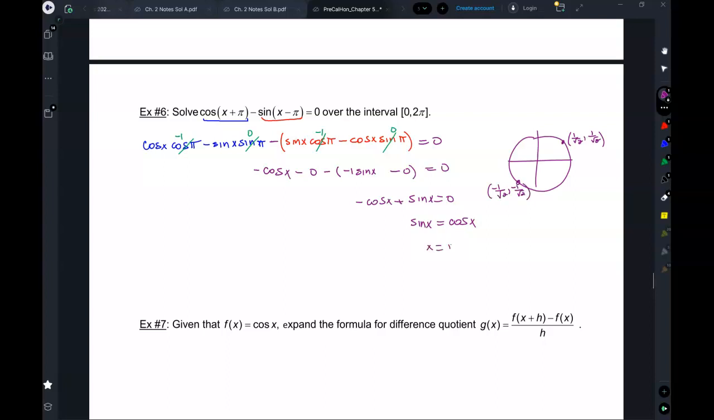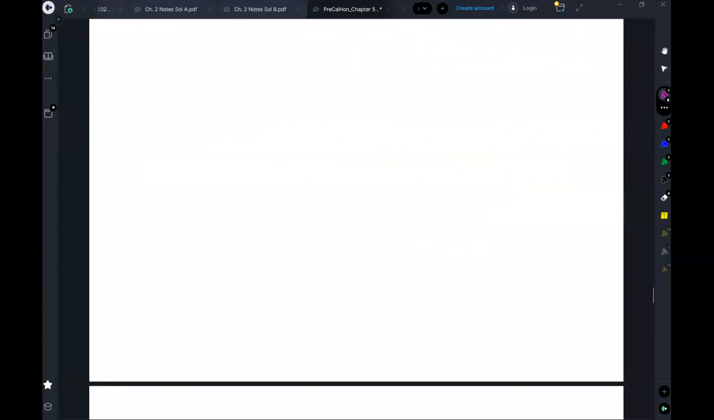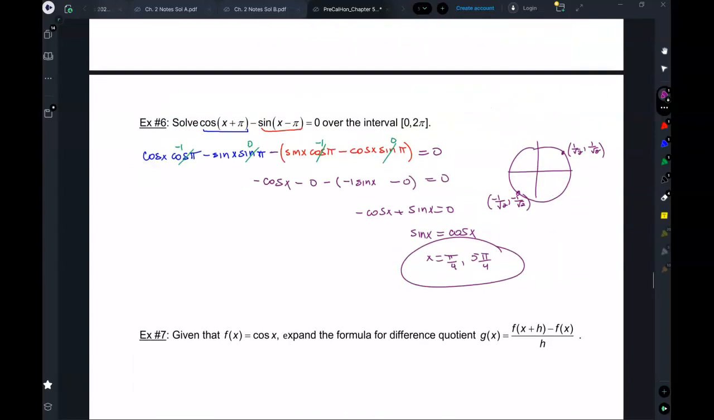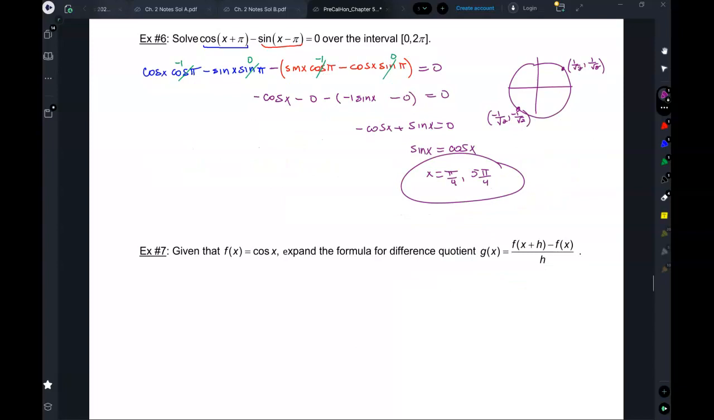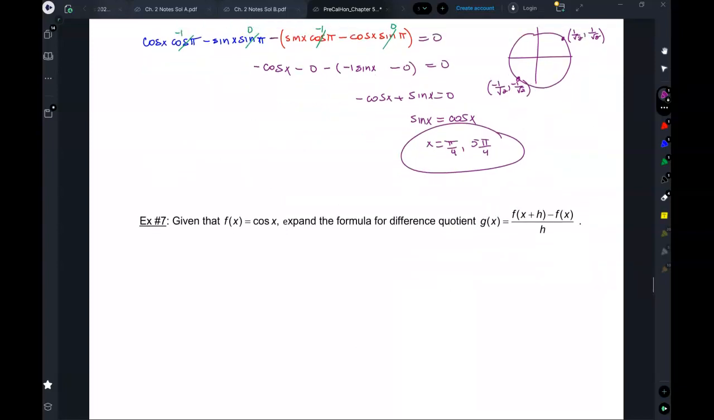So x is pi over 4, 5 pi over 4. Okay, yep. Cosine x plus sine of x would be 3 pi over 4, so pi over 4. Yeah, where it would be the negative. Okay, all right.